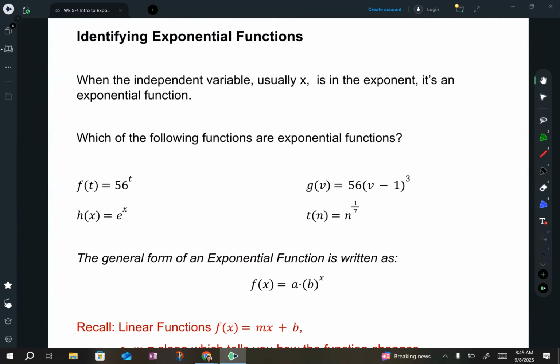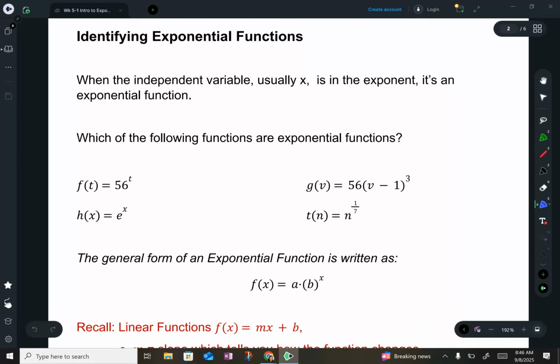All right, so let's first talk about identifying exponential functions. When the independent variable, which we usually use x for, is in the exponent, that's considered an exponential function. So let's look at these example functions down here and decide which of these are exponential functions and which ones aren't. So for f of t, the first one, f of t equals 56 to the t. That is an exponential function because we can see the variable up here in the exponent.